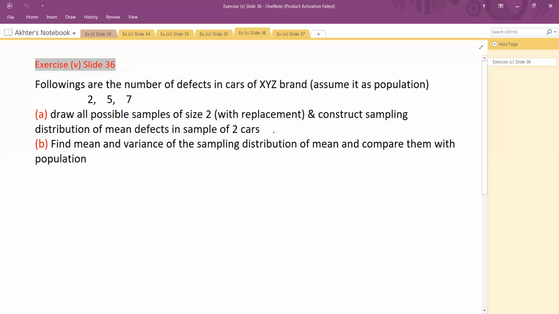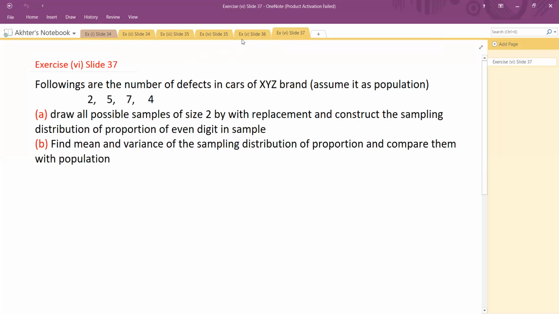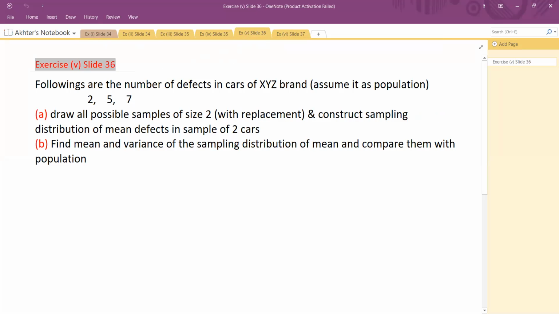This is exercise number 5, which is given on slide number 36 of the sampling distribution presentation. Exercise 5 and exercise 6 are more or less the same, with a few differences. The difference is we have a population size of 3 in exercise 5, and the sampling is done with replacement. We have to use sampling with replacement.